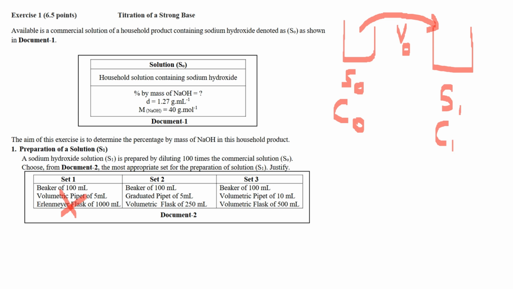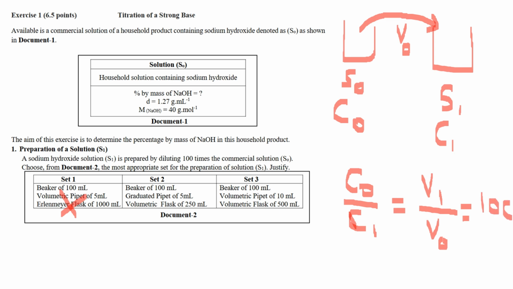Now, let's write, if you want, the formula of dilution. So we have C0 divided by C1 equals V1 divided by V0, which equals the dilution factor, which is in this case equal to 100. So we're diluting 100 times. Okay? So we can conclude from this formula that V1 should be equal to 100 times V0.